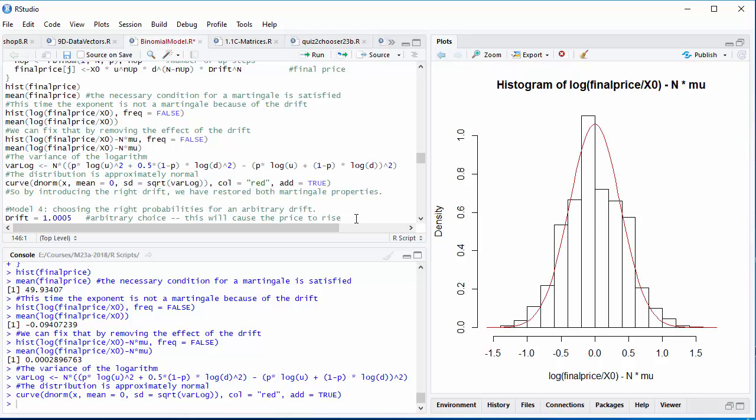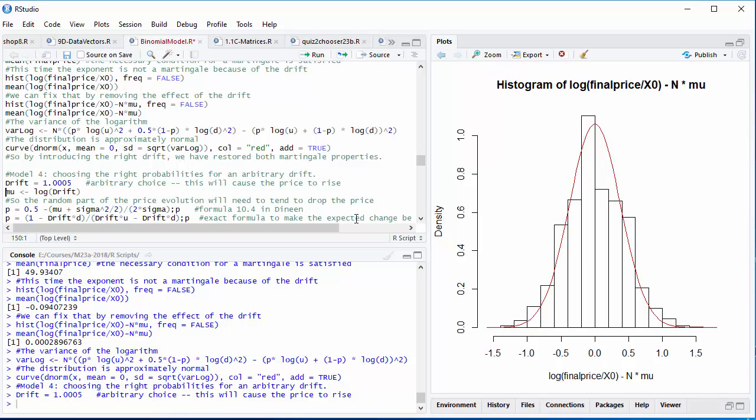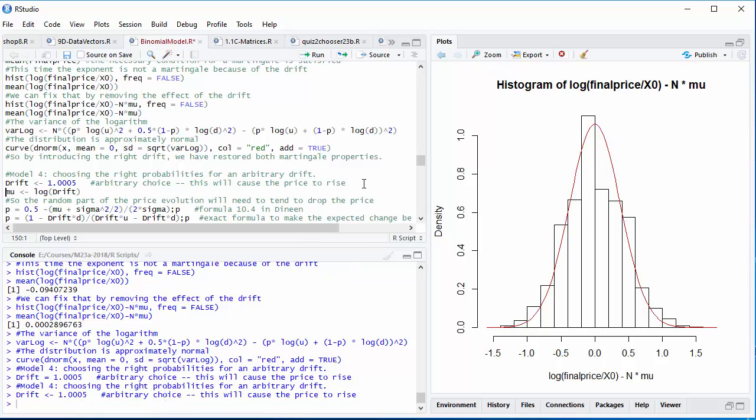So I've now succeeded in restoring both martingale properties. The prices are a martingale, and thanks to my little fudge with the drift, the exponent is also a martingale. In fact, I can choose any value I want for the drift, and if you choose to play with this script yourself, you can change this number. I really should write the assignment operator. If you use an equal sign in R, it almost always works, but every once in a while something goes wrong, so you should always use this left arrow.